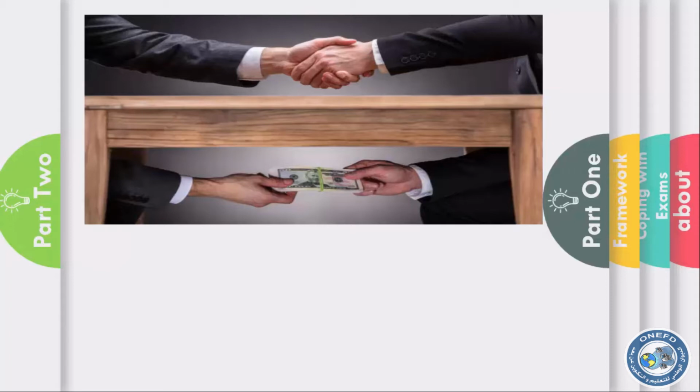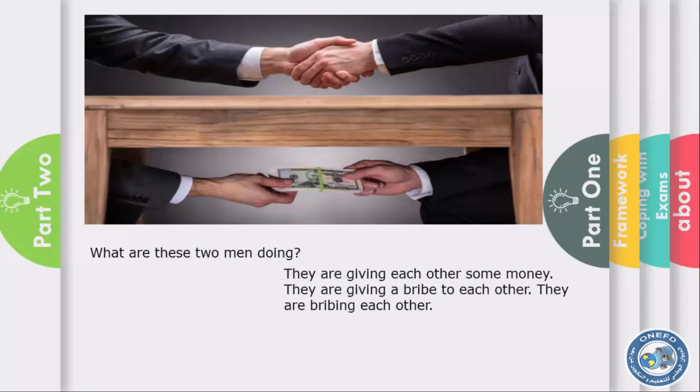So here you have a picture. What do you see in this picture? We have two men sitting by a table, shaking hands on the table, and under the table they are doing something. So it brings us to the first question: what are these two men doing? What are they having in their hands? What do you see? They are giving each other some money.